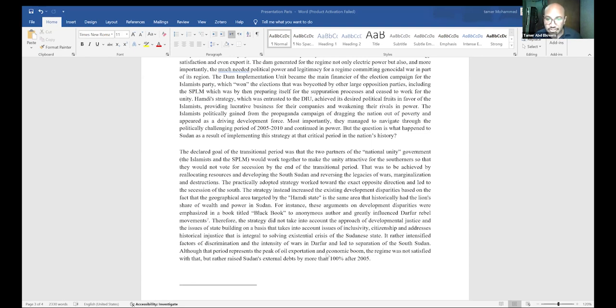Therefore, the strategy did not take into account the approach of development justice and issues of state building on a basis that takes into account inclusivity, citizenship, and addressing the historical injustice that is integral to solving the existential crisis of the Sudanese state. It rather intensified discrimination and the intensity of wars in Darfur and led to the separation of South Sudan. Although that period represents the peak of oil exportation and the economic boom, the regime was not satisfied with that, but rather raised Sudan's external debts by more than 100%.